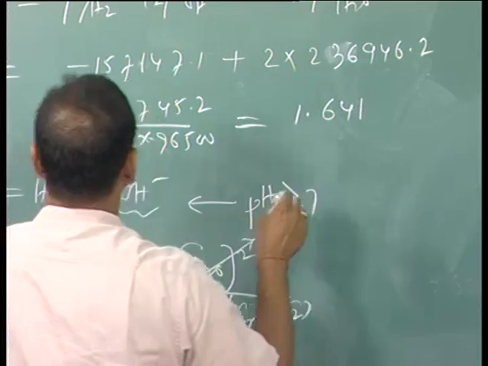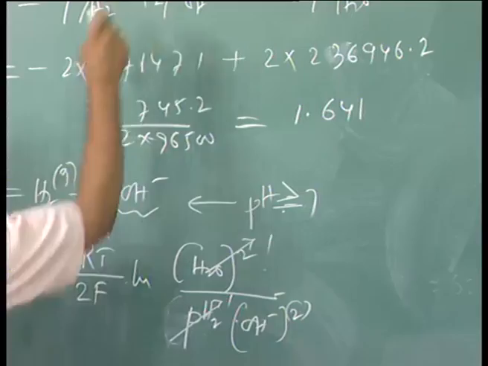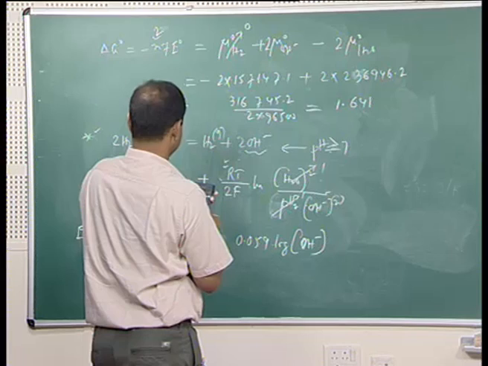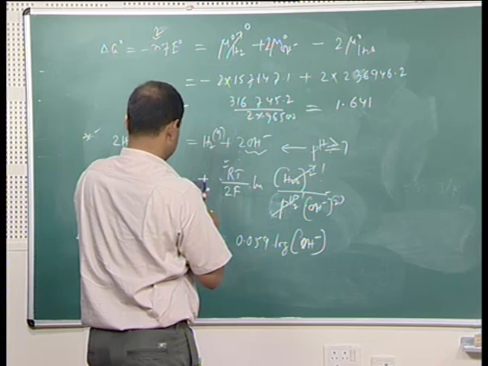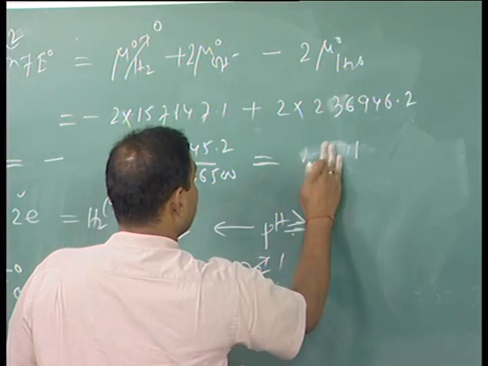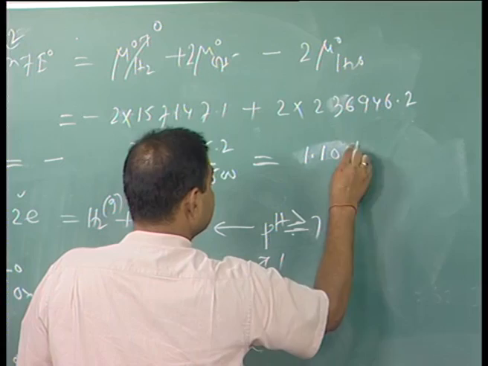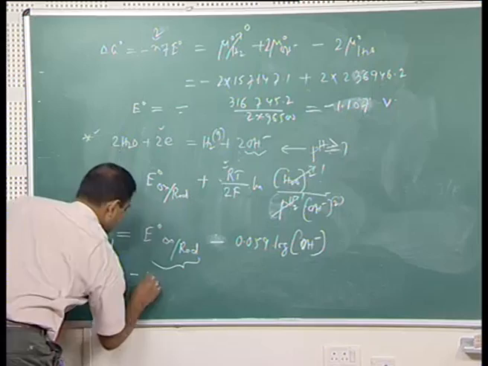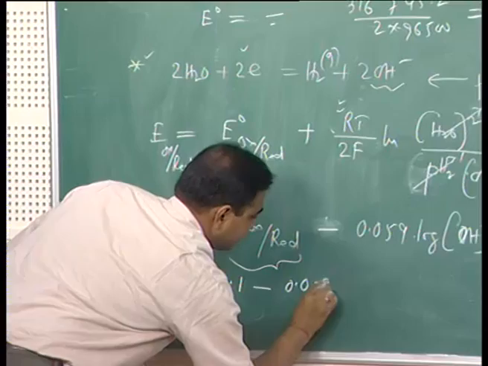Sorry, there should be 2 here, 2 into, because here we involve 2 things. So, I think I have made a mistake. So, 2 into 236946.2 minus 157147.7, into 2, divided by 2 into 96500 equals 1.106, let me put 1.107. So, this is my E 0. So, once you find E 0, it should be a minus sign, so minus 1.1 minus 0.059 log of OH minus.